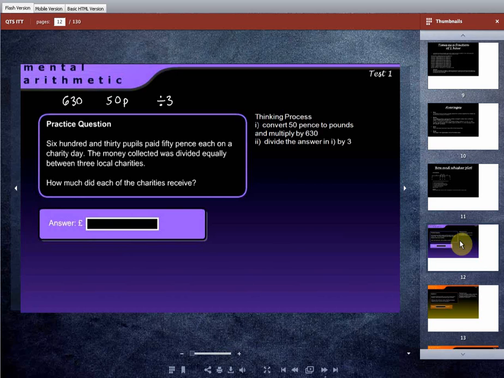Okay, Mike, let's get started. 50 pence is £0.50. So if we multiply 630 by £0.50, we get £315. Multiplying by a half is the same as dividing by 2. There are 3 charities, so each will receive £315 divided by 3, which is £105.